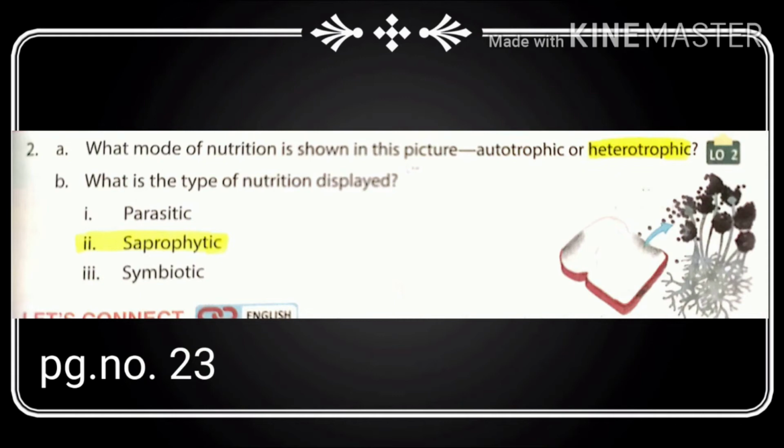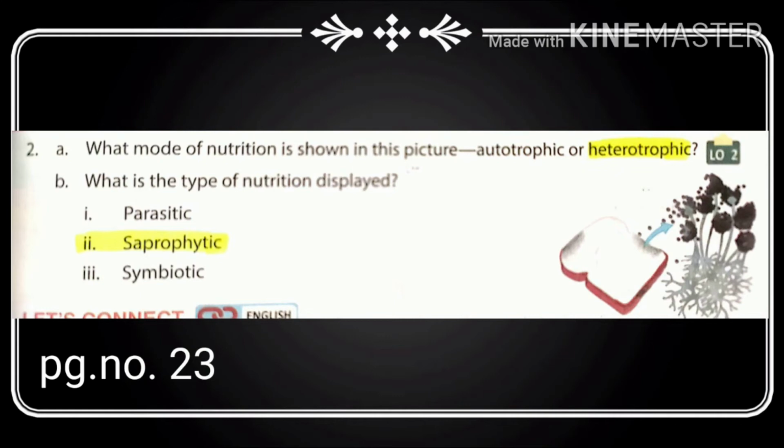Now for that, see the diagram. It is of rotten bread, and on rotten bread what kind of growth are you finding? It is the growth of fungi. And what kind of nutrition are fungi following? It is heterotrophic. So the answer is heterotrophic.